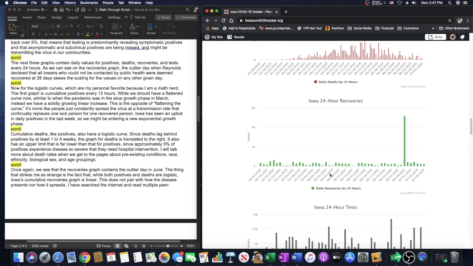As we can see on the recoveries graph, the outlier day when Reynolds declared that all Iowans who could not be contacted by public health were deemed recovered at 28 days skews the scaling for the values on any other given day in Iowa. Now for the logistic curves, which are my personal favorite because I'm a math nerd.